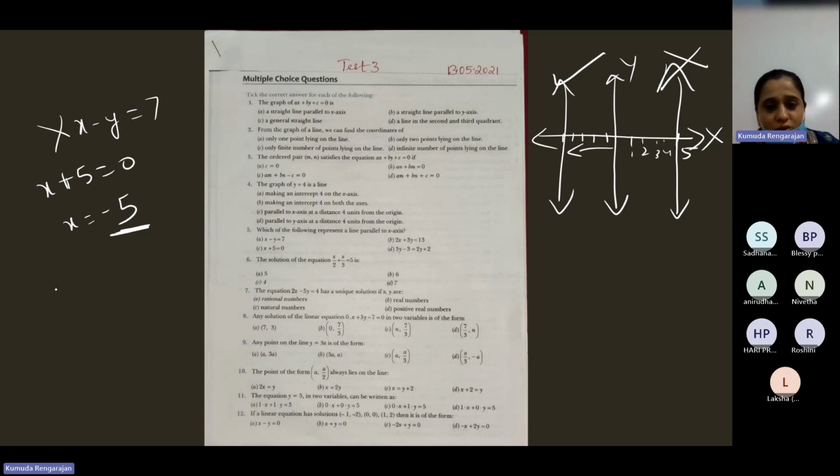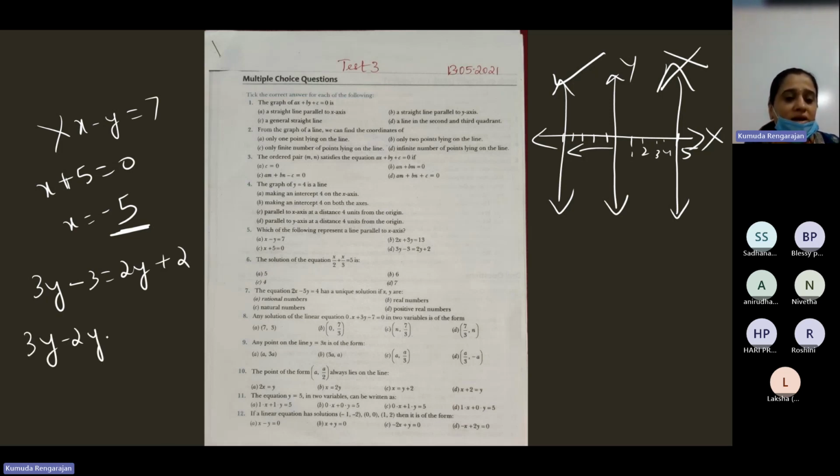The last one, children, you need to solve it. 3y minus 3 is equal to 2y plus 2. So on solving, we get 3y minus 2y is equal to 2 plus 3. So y is equal to 5. So y is equal to 5 will be parallel to the x-axis. That's the answer. Which of the following represents a line parallel to the x-axis? Y is equal to 5. So the last option, D, is the correct option.